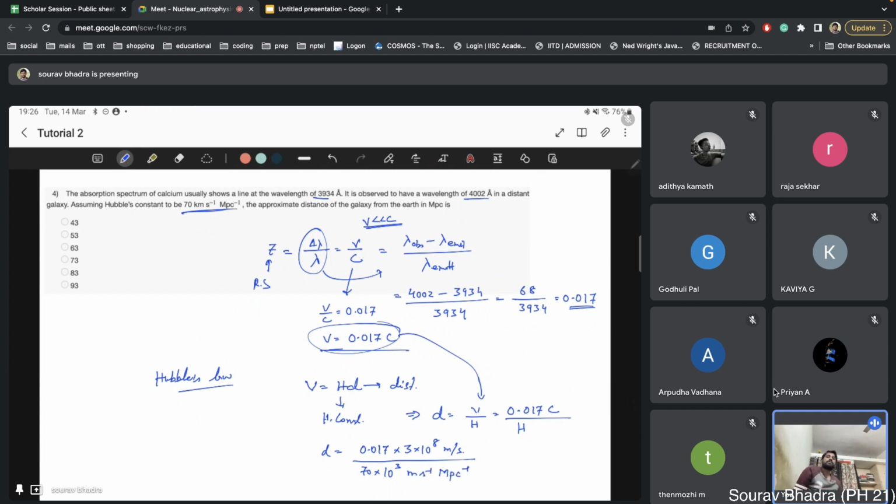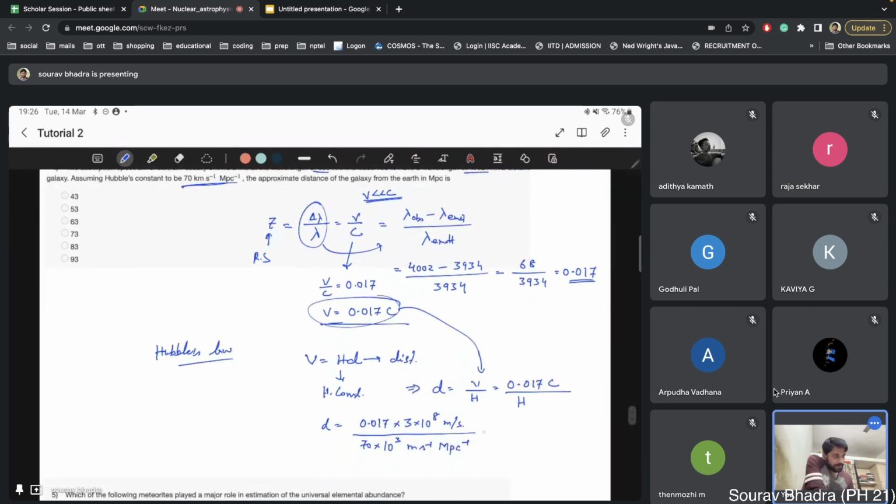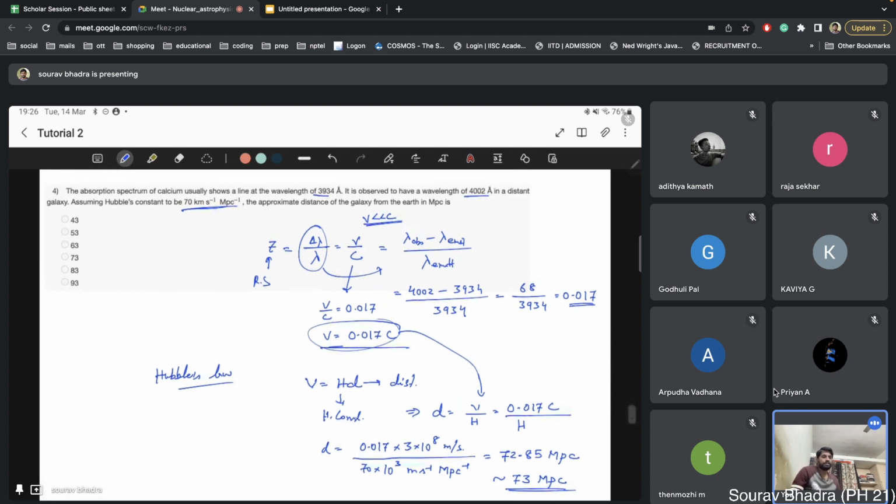And what is this megaparsec unit of length? That I have discussed in the previous class. You can go through that. Now if you calculate, it will be like 72.85 megaparsec, that is 73 megaparsec roughly. So this is the distance of that particular object, which is emitting light at 3934 angstrom, but due to this redshift, we are measuring it at 4002 angstrom. So that is 73 MPC. It is given in MPC, so megaparsec. Now this is the fourth question.